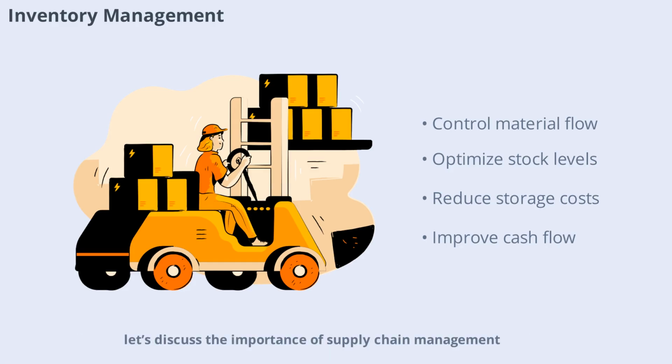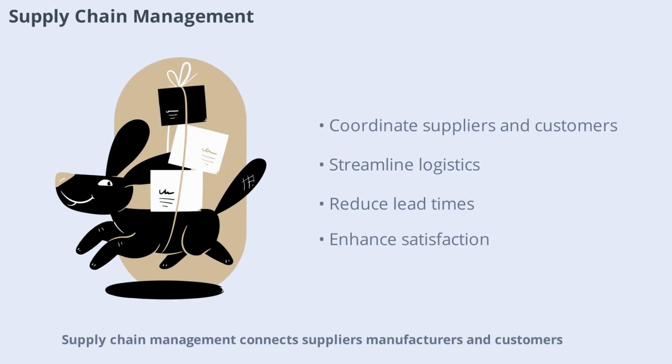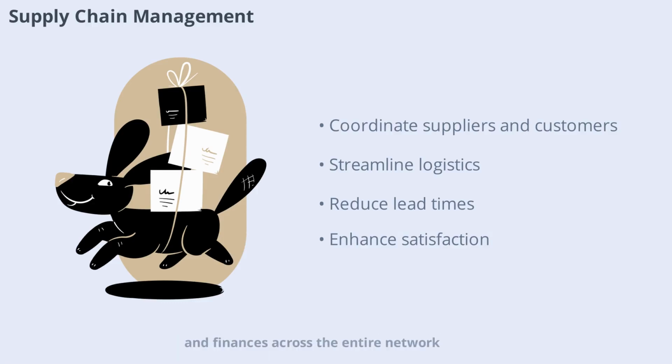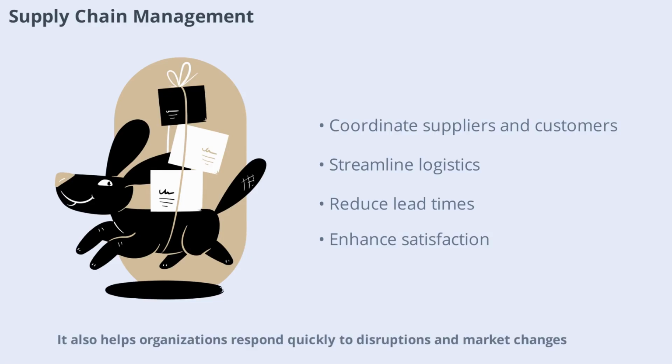Now let's discuss the importance of supply chain management. Supply chain management connects suppliers, manufacturers, and customers. It's about coordinating the movement of goods, information, and finances across the entire network. Operations managers work to build strong relationships with suppliers, streamline logistics, and ensure timely delivery. Effective supply chain management reduces lead times, lowers costs, and enhances customer satisfaction. It also helps organizations respond quickly to disruptions and market changes.